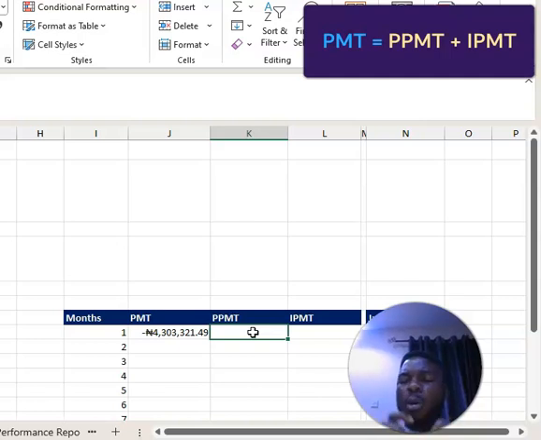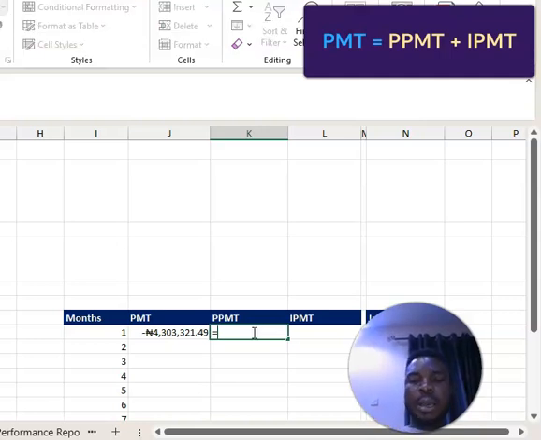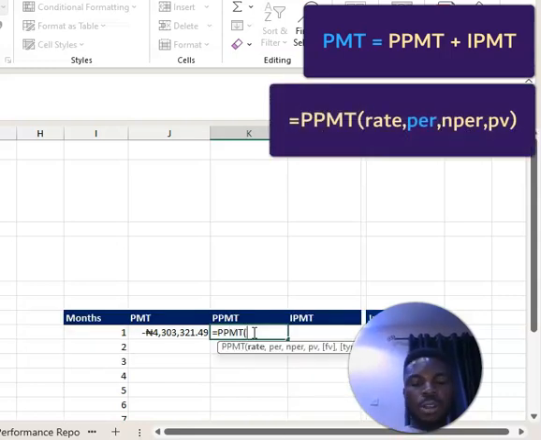4.3 million naira, how much is my actual payment for the 50 million I've borrowed, which is my PPMT. I'm going to use the PPMT function to get that. What's my rate? My rate is, of course, still 0.5%. And I have this very new argument that is called just PER. This is different from NPER, which is number of periods. I have just PER, meaning period.